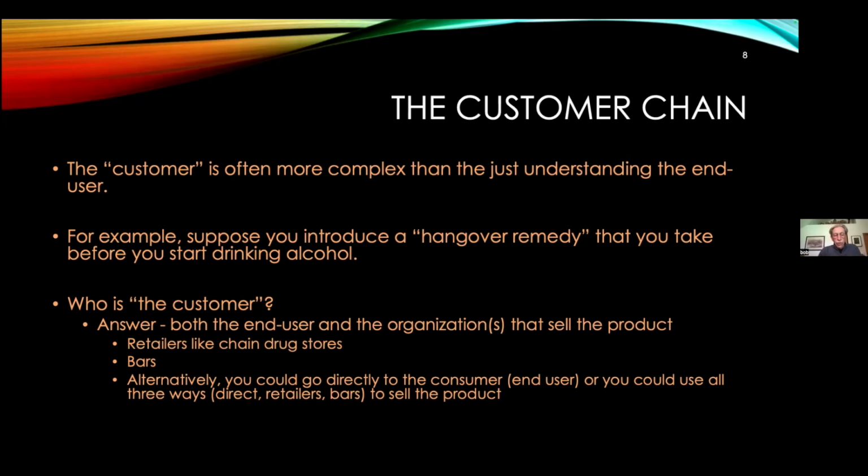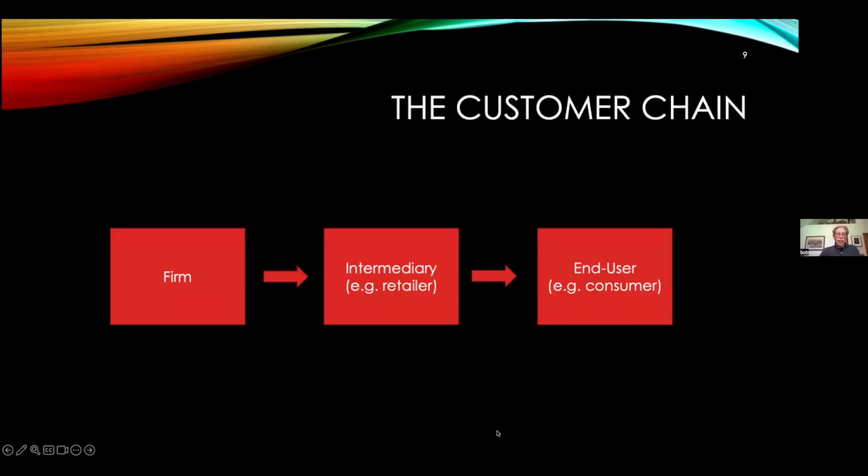As we go through this, you'll see that the customer isn't just the end user, but there are also key intermediaries who are affecting this or who could have a big impact on your ability to sell. The most obvious intermediary is something like a retailer. So I call this the customer chain, and it can be even more complicated. I'll come back to it in a second. You start out with a firm, you or the entrepreneur. You have intermediaries. One could be a retailer.